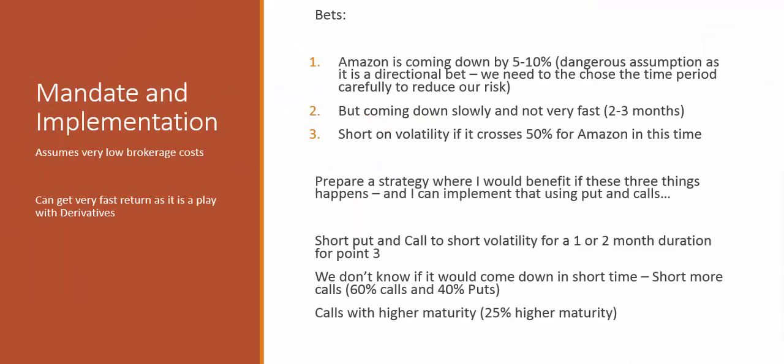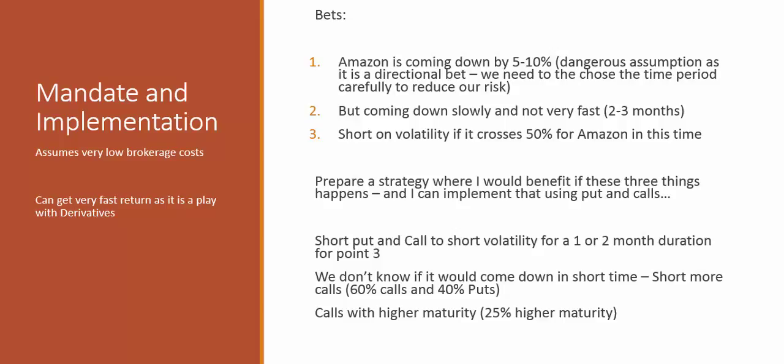So I'm making a few bets here and looking at how to implement them using puts and calls. The first bet is a dangerous bet. It's a directional bet that I generally don't take, but I'll take a limited bet out of that: that Amazon is coming down by 5 to 10% in the next 2 to 3 months. That's my bet one. And suppose my bet two is that I'll short volatility if it crosses 50%. How would I implement these two ideas using the derivative market?